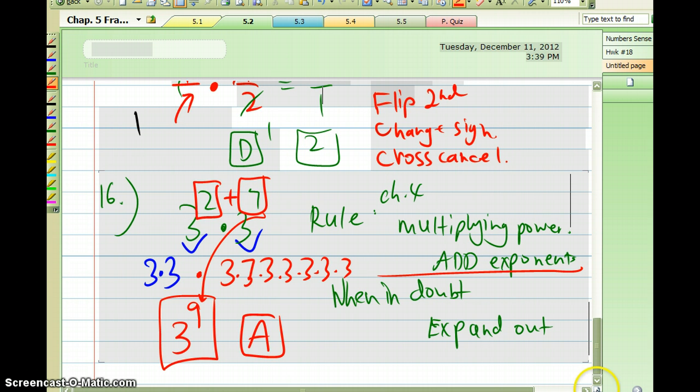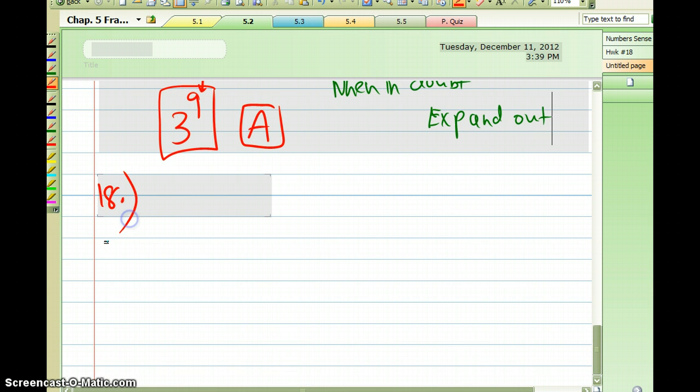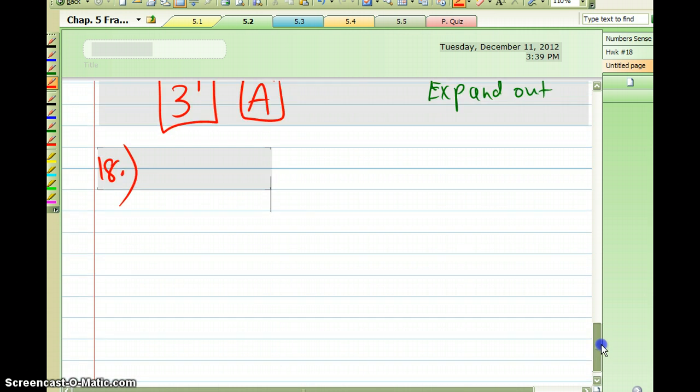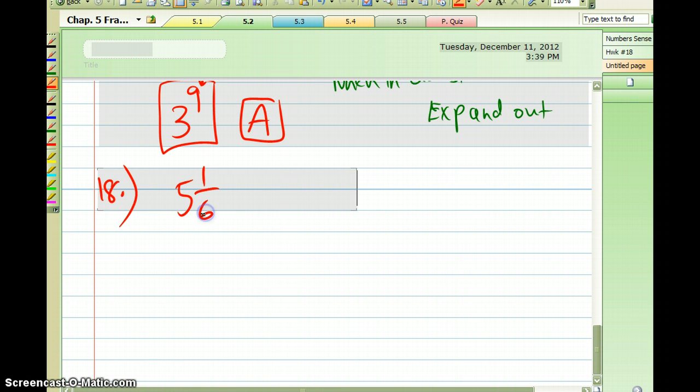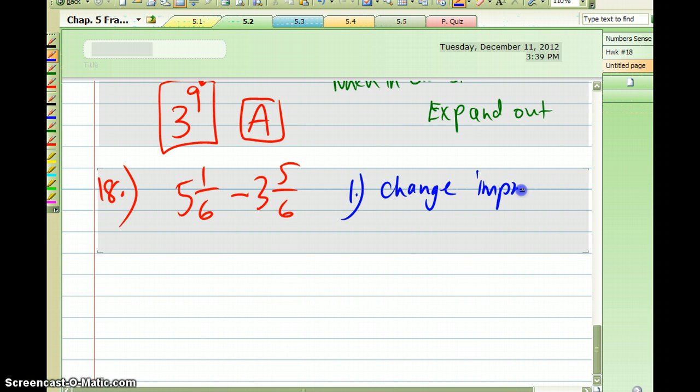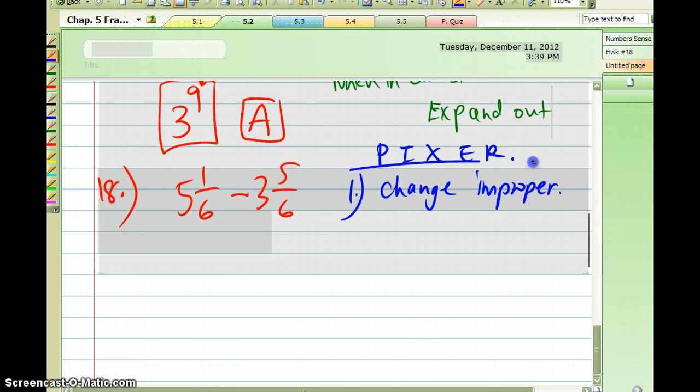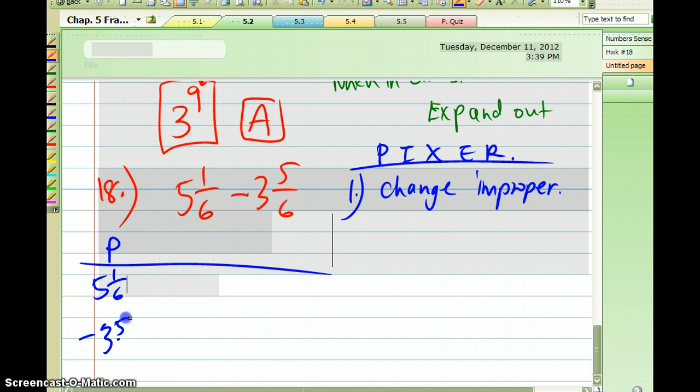Then I have number 18. Okay, I'm going to subtract fractions here. I have 5 and 1/6 minus 3 and 5/6. When I am subtracting fractions, the first thing I need to do is to change to improper. I always do that. So the steps we use are actually just Pixar. Okay, so I am going to use that when I show you. So P, I'm going to rewrite the problem. 5 and 1/6 minus 3 and 5/6.